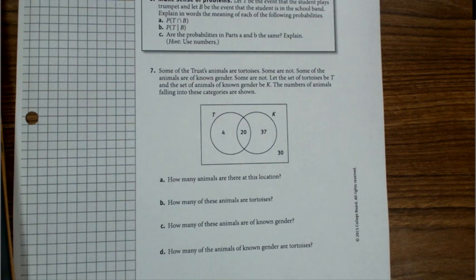The last section is question number 7. Some of the animals are tortoises. Some are not. Some of the animals are of known gender. Some are not. Let the set of tortoises be T and the set of animals of known gender be K. The number of animals falling into these categories are shown.